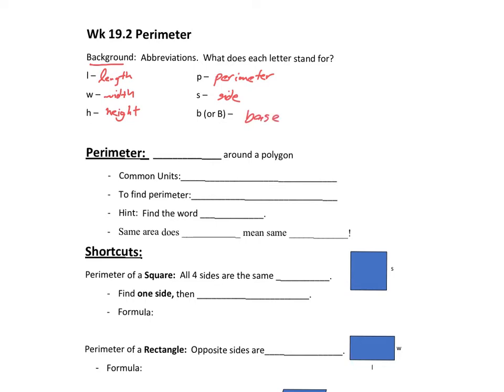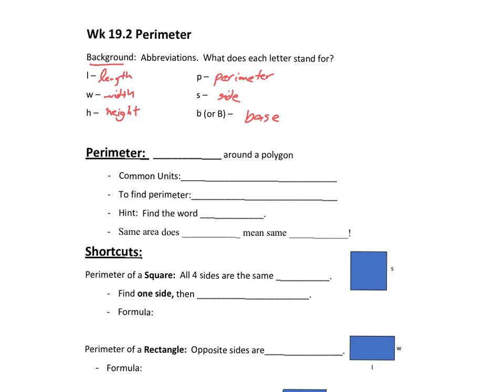All right, these are all common geometry abbreviations. L for length, W for width, H for height, P for perimeter, S for the side, and B for the base. Big B for the big base, which is actually different.